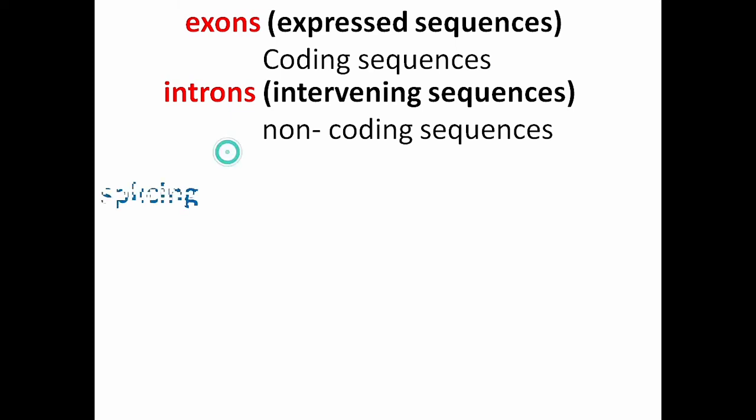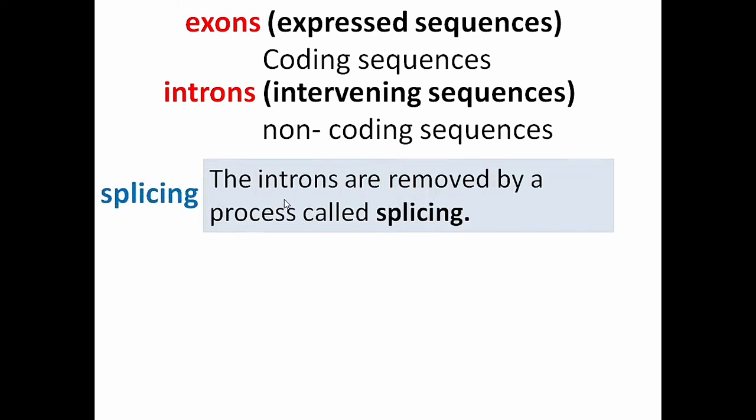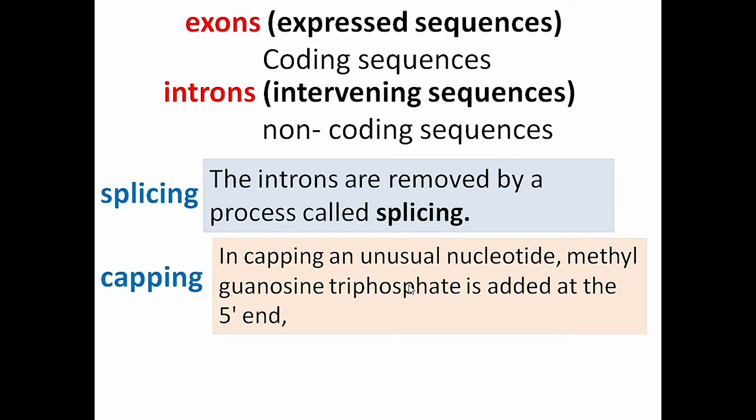Now let us see. The removal of introns is called splicing. At the 5' end of the newly formed RNA, methyl guanosine triphosphate is added. This process is called capping. Capping involves adding methyl guanosine triphosphate at the 5' end.